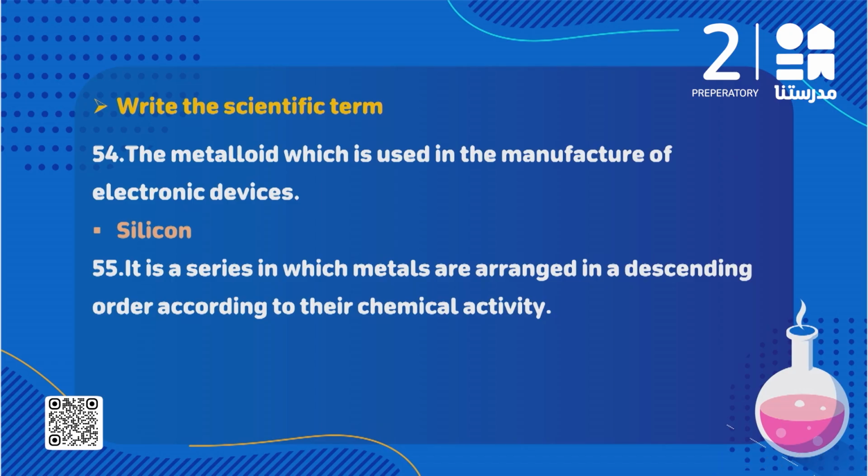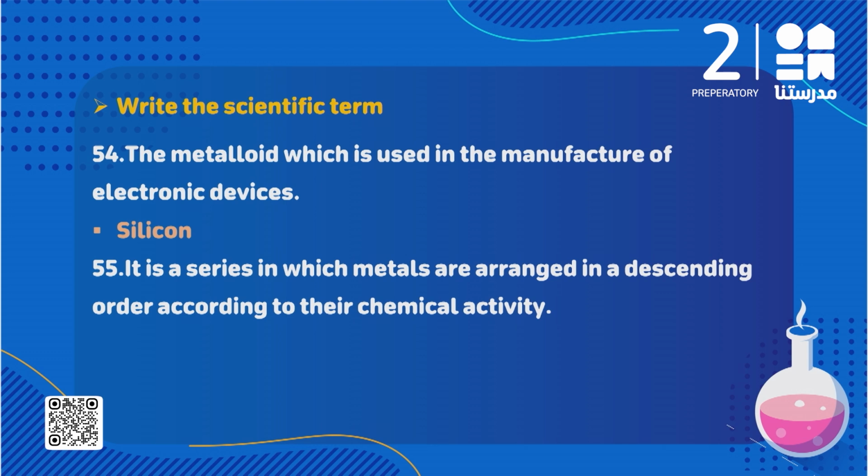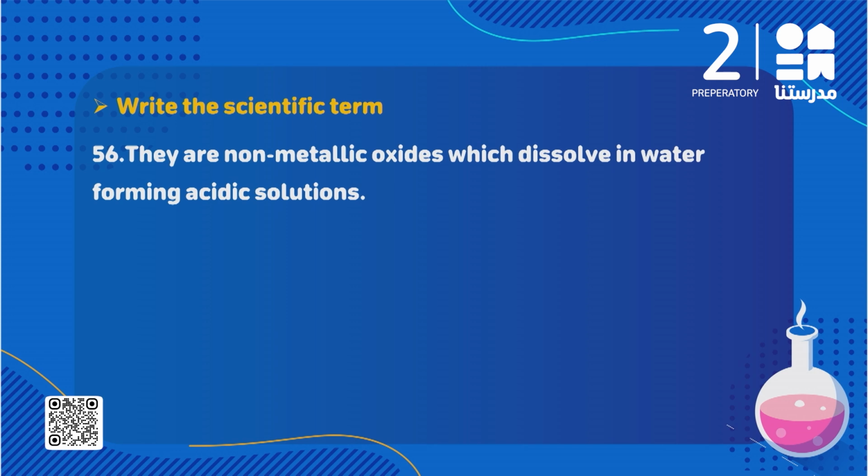Type 55, it's a series in which metals are arranged in a descending order according to their chemical activity. احنا قلنا بنعمل arrangement in a descending order, يعني from the strongest metal to the weakest metal according to their chemical activity, وبنسميها chemical activity series. Okay, طيب, they are non-metallic oxides which dissolve in water forming acidic solution. يبقى non-metals when they react with oxygen they form acidic oxides. So when they dissolve in water they are going to form acidic solutions.